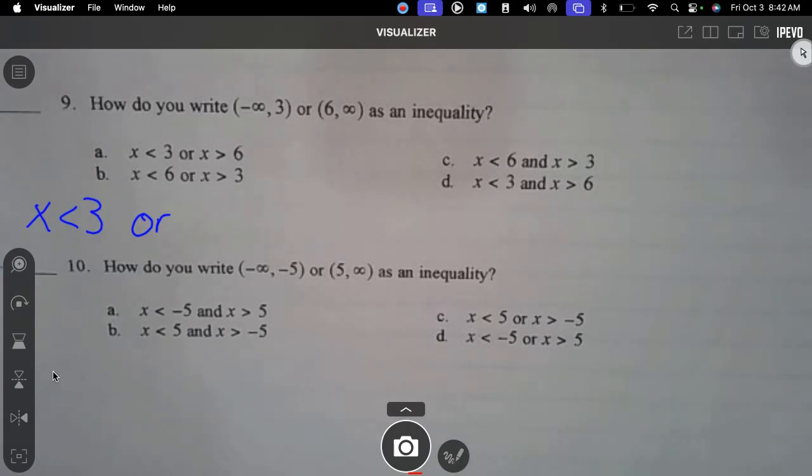Alright. This one, we start at what number? 6. And it's bigger. It's going to infinity. So X is greater than 6. So yeah, it's just A.